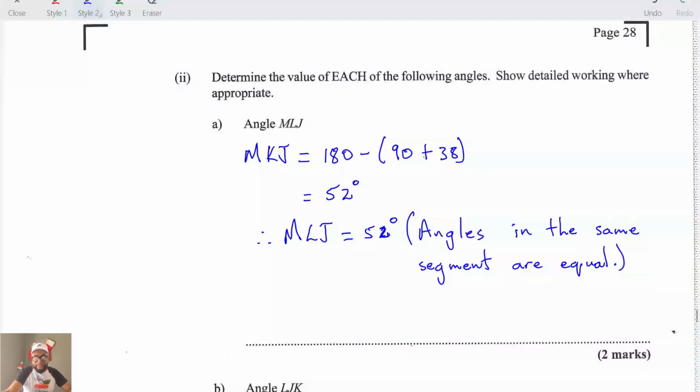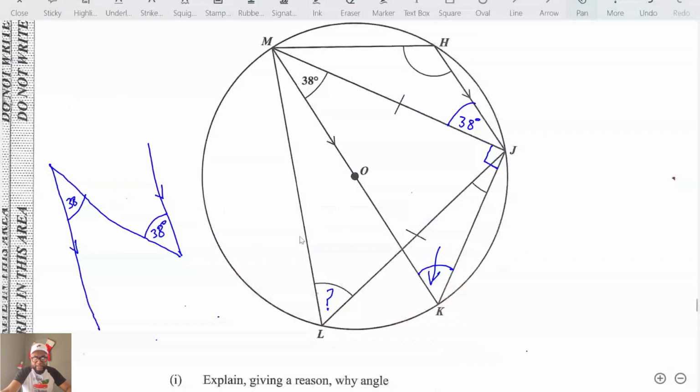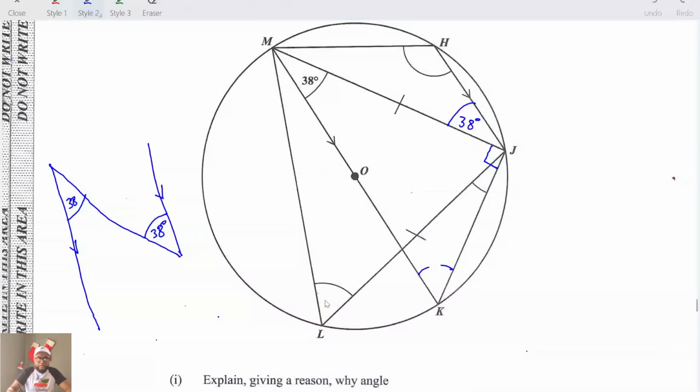So we're going to find LJK now, right? LJK. So scrolling up. L to J to K. We want this little one here. We already found this angle to be, what, guys? 52? Tell me if I'm wrong. Here was 52 degrees. Here is 52 also, right? How are we finding this little piece here? Anybody have any ideas?